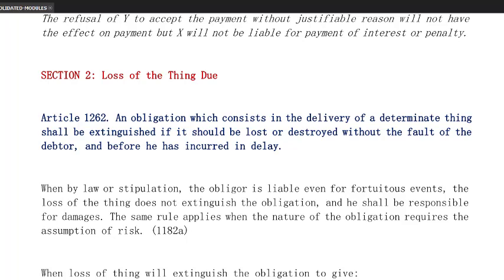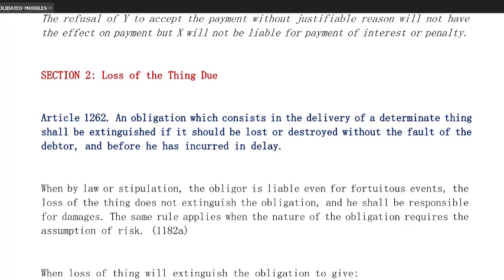Hello everyone, let's continue our discussion on the different modes of extinguishing obligation. So we are on our second one. From here onwards, I will be discussing only the very important provisions under this topic. To start with, let's have loss of the thing due as a mode of extinguishing obligation.